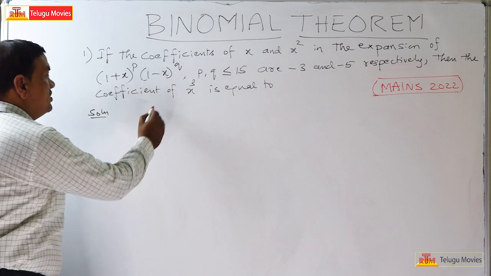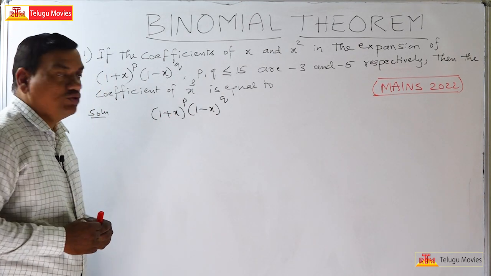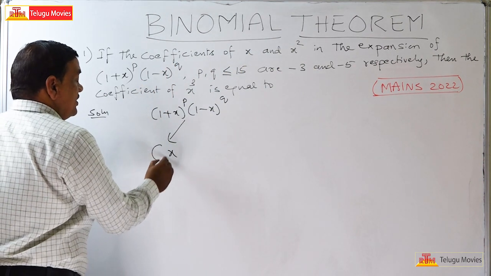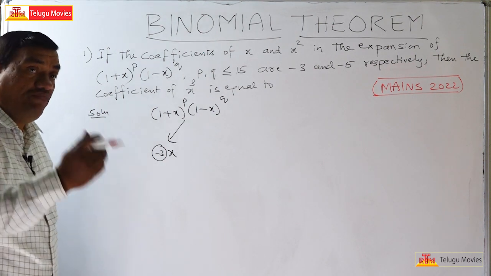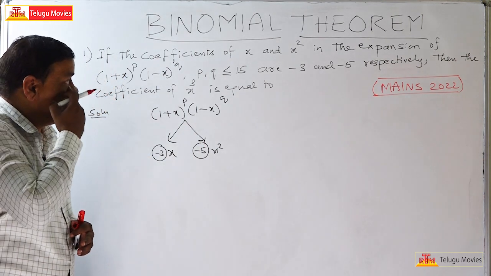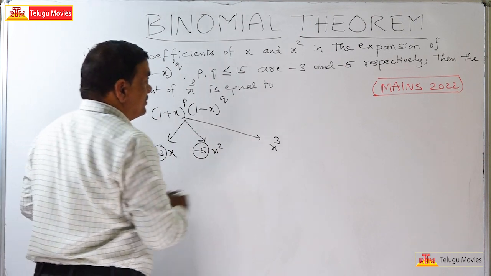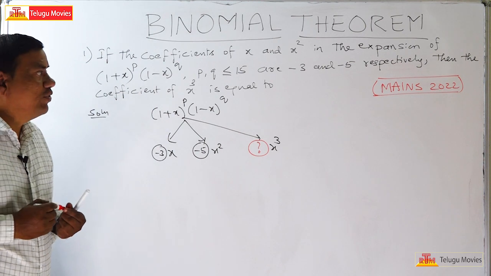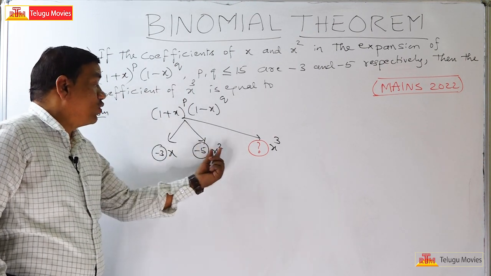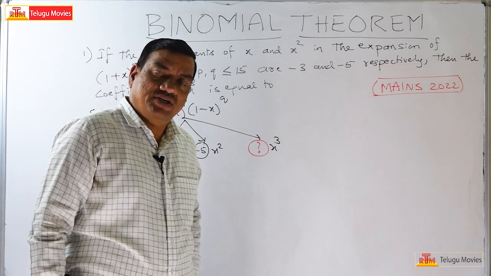First of all, this is the expression given: (1 plus x) to the power of p into (1 minus x) to the power of q. In this, the coefficient of x is minus 3, so this is minus 3x. The coefficient of x square is minus 5, so that is minus 5x square. Now we are asked to find the coefficient of x cube. The question is very clear. Coefficient of x is minus 3, coefficient of x square is minus 5, then what is the coefficient of x cube? This is an integer answer type question, that's why options are not given.